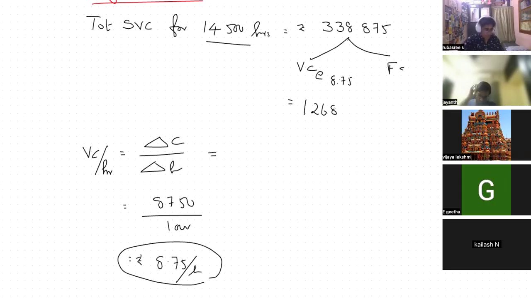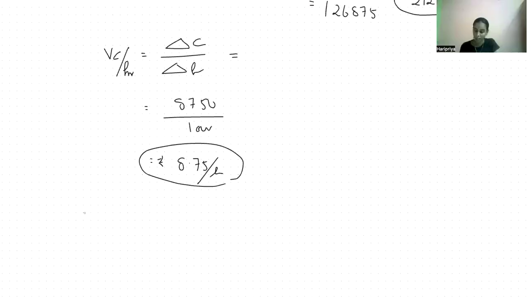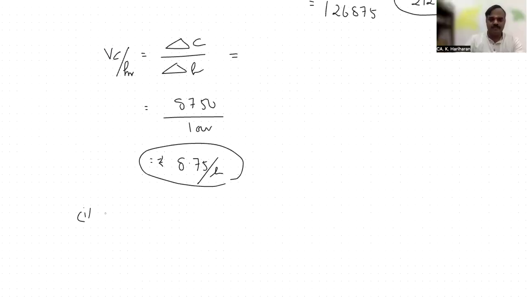Balancing figure is the fixed cost, 2,12,000. Yes, sir. So, the answer for the first requirement: they asked for the variable overhead absorption rate per machine hour. The answer for the first one is variable overhead rate per machine hour is equal to rupees 8.75 per hour. Yes, sir. Answer for the first requirement.